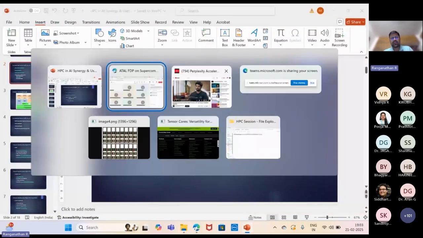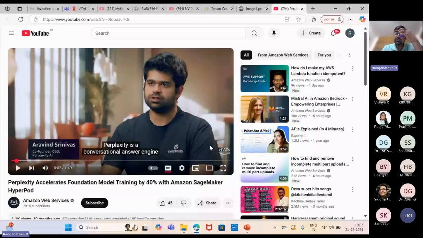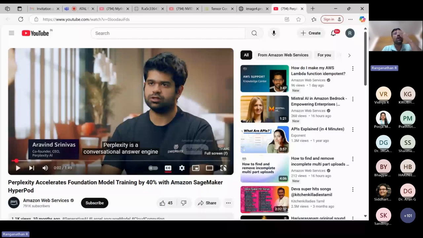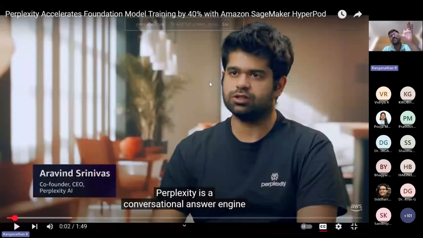Yeah, so let's look at how the CEO is talking, right? In terms of how they were able to use this AWS setup and how they were able to scale their product, which is a competition to ChatGPT, Copilot, and so on, right?